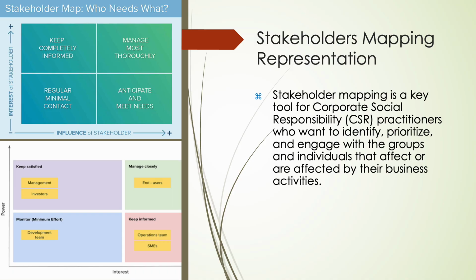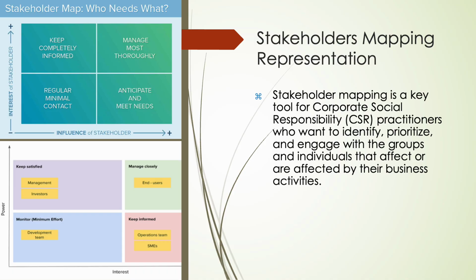The stakeholders matrix helps categorize stakeholders into 4 groups. The first group includes the managed most thoroughly, with high interest and high influence. These stakeholders must be actively engaged and carefully managed to ensure project success. The second group includes the keep completely informed, high interest and low influence. Stakeholders with a strong interest but less influence still need regular and detailed updates to maintain trust and support.